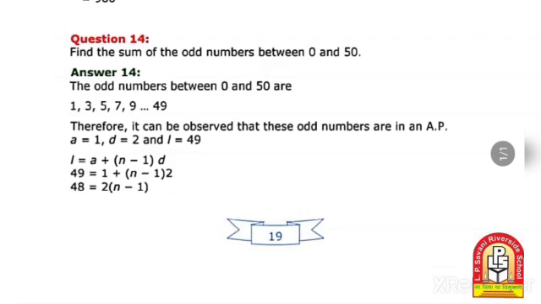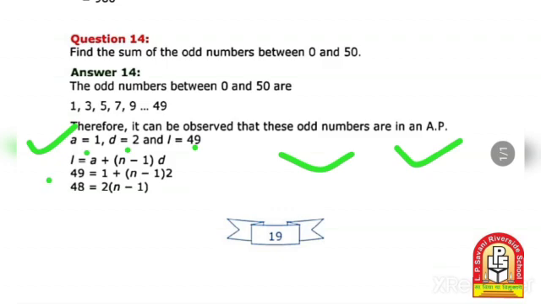Find the sum of the odd numbers between 0 and 50. The odd numbers between 0 and 50 are 1, 3, 5, 7, 9 up to 49. It can be observed that these odd numbers are in arithmetic progression. a is equal to 1, d is equal to 2 and l is equal to 49.